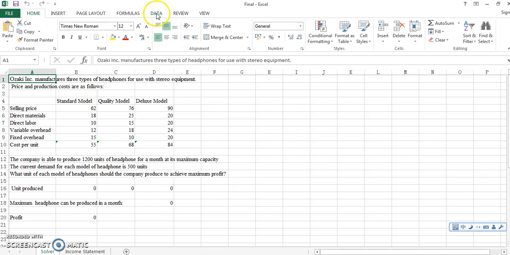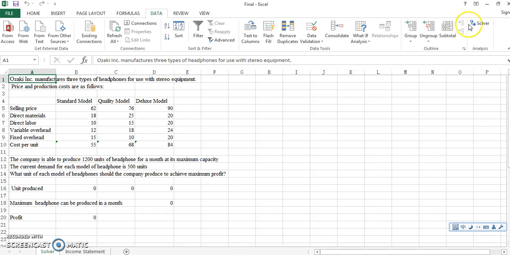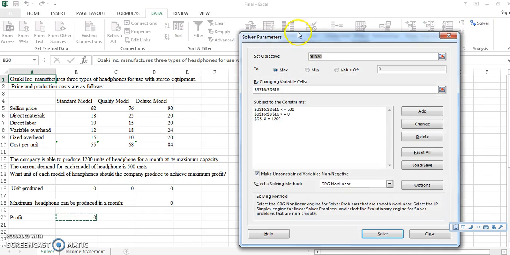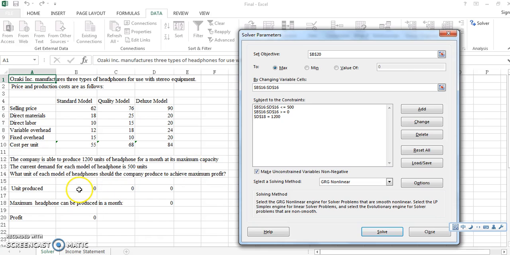So here we go to Data and click on Solver. We set the objective cell to profit and to Max, by changing the variable cells, which are the units produced cells here. And I set three constraints here. The first one is that the units produced for each model cannot be greater than 500 units, because the current demand of each model is only 500 units.